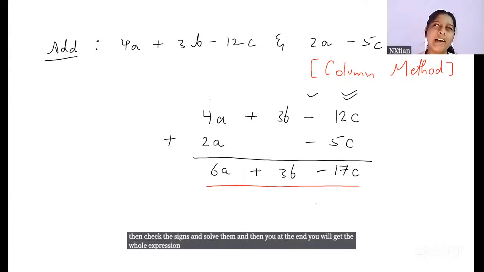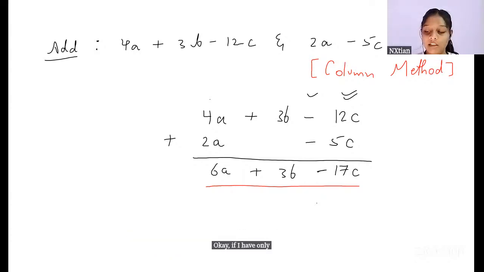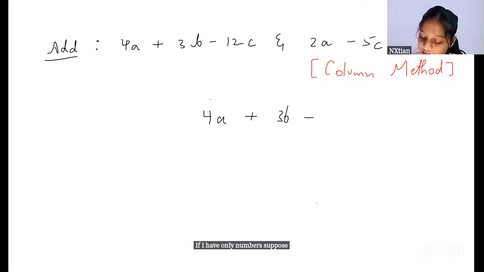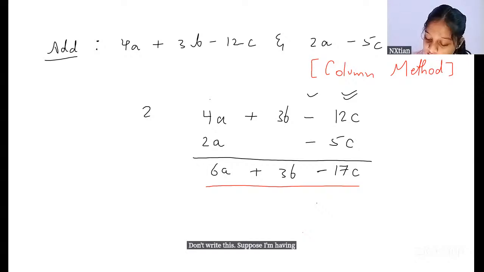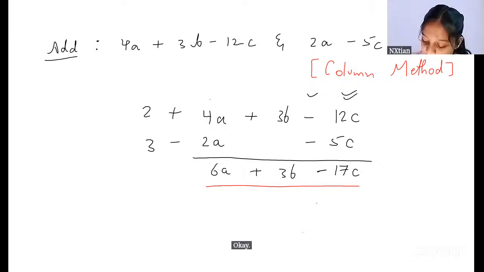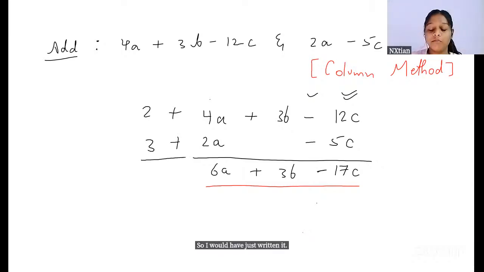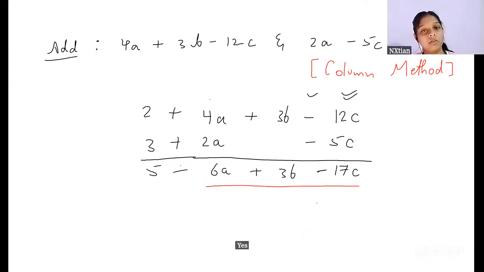If I have only numbers, suppose I had, just as an example, 2 here and 3 in this one. I would have just written them below each other. It would have become 5. If there are only numbers, write them above and below each other.